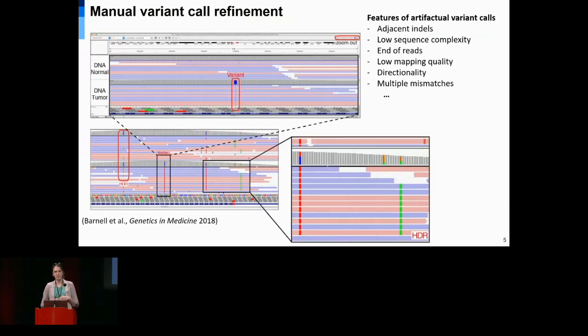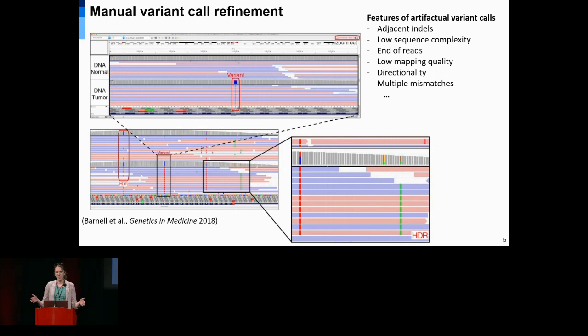So the standard basic approach to variant calling refinement is just manual inspection. Somebody sits in front of IGV for a long time and picks out artifacts. And as it turns out, people are actually really good at doing this by eye. There are a lot of shared features of artifactual variant calls. They're next to indels, they're near the ends of reads, and so on. But the problem with this, as you might predict, is that it really doesn't scale.